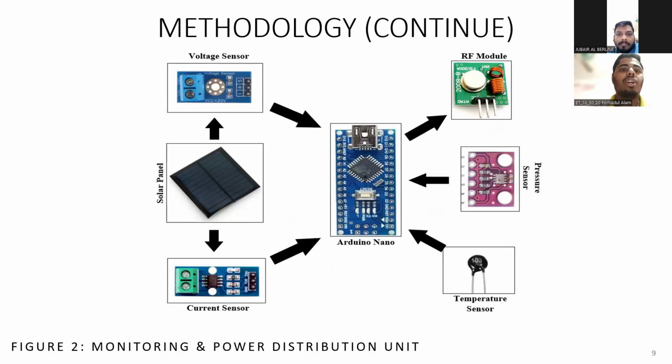Then the next figure shows us the block diagram of the monitoring and power distribution unit. Here we see another Arduino Nano microcontroller at the heart of the unit, which is equipped with the power source, various sensors and modules such as solar panel, voltage sensor, current sensor, pressure sensor, temperature sensor, and RF transmit module.